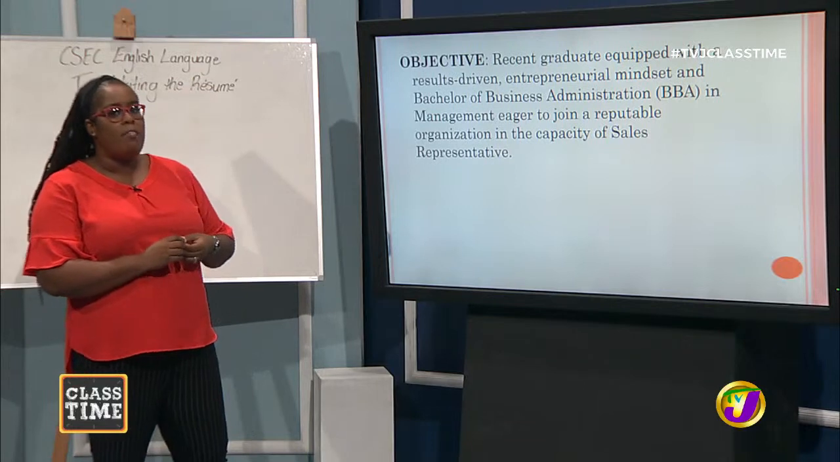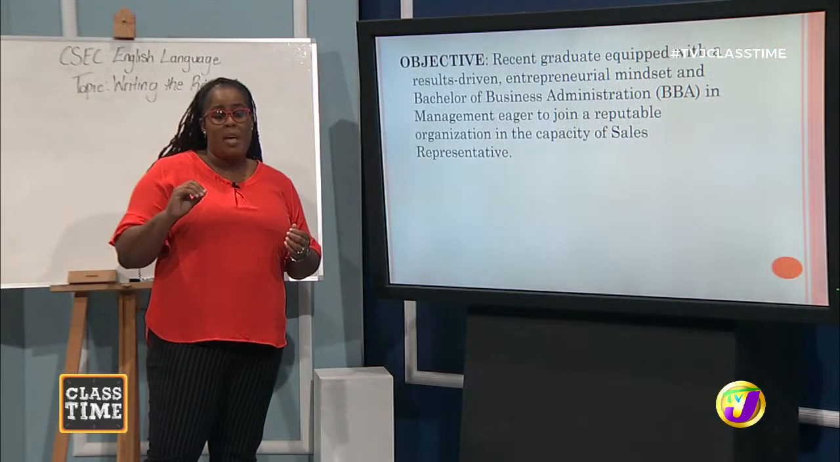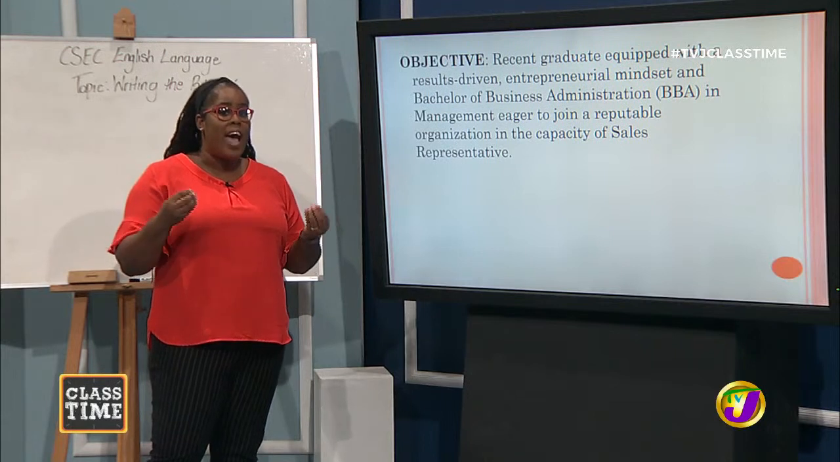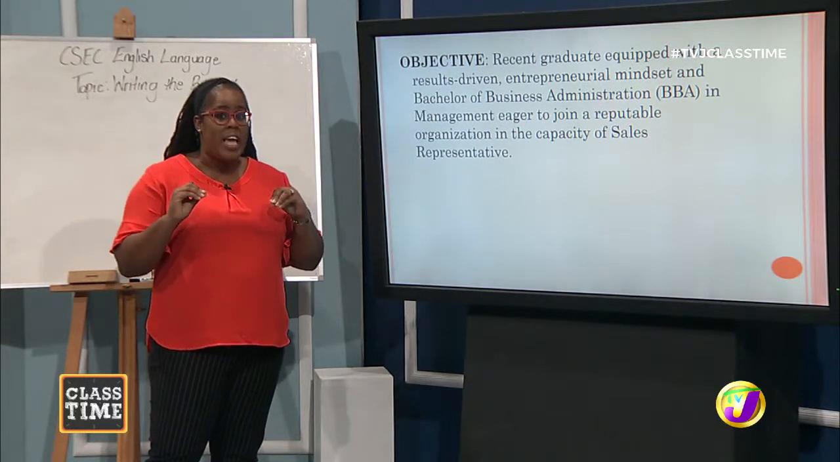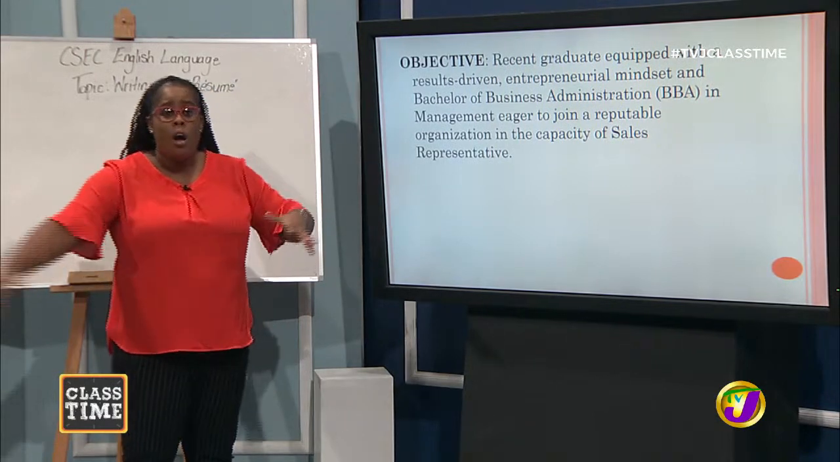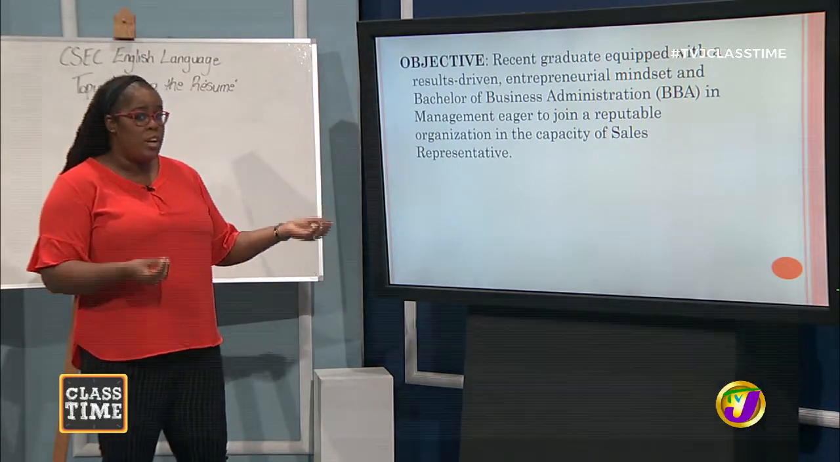All right, and this is an example of an objective. Recent graduate equipped with a results-driven entrepreneurial mindset and Bachelor of Business Administration, BBA, in management, eager to join a reputable organization in the capacity of sales representative. Wow. Now, if I was that employer and I saw this, I would be blown away, right? It's short, sweet, right? And it sums up everything. And the wording is beautiful, right? So these are the things that employers look for, right? So no long drawn out thing, remember, keep it short, right? But this is beautiful. It is beautifully written as well.